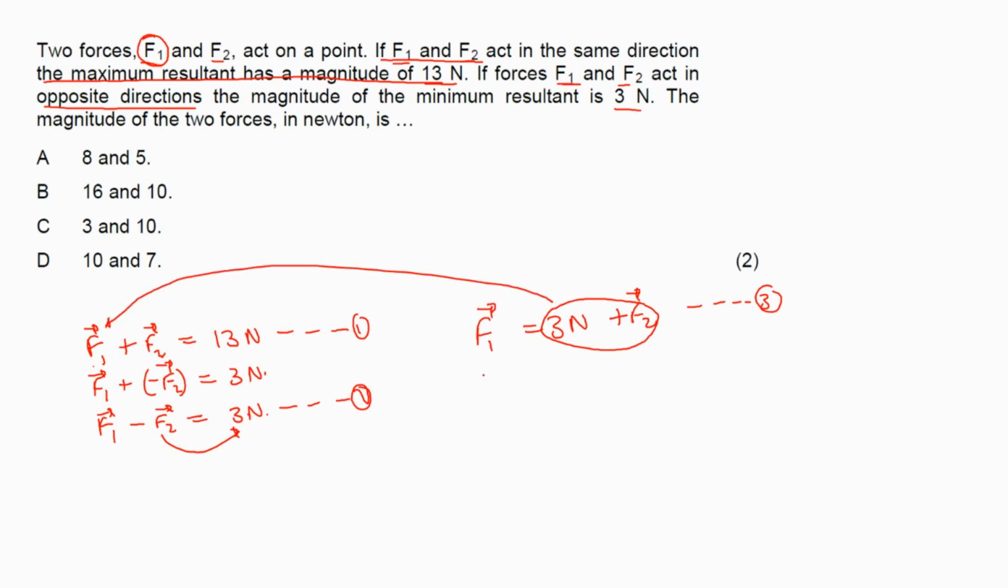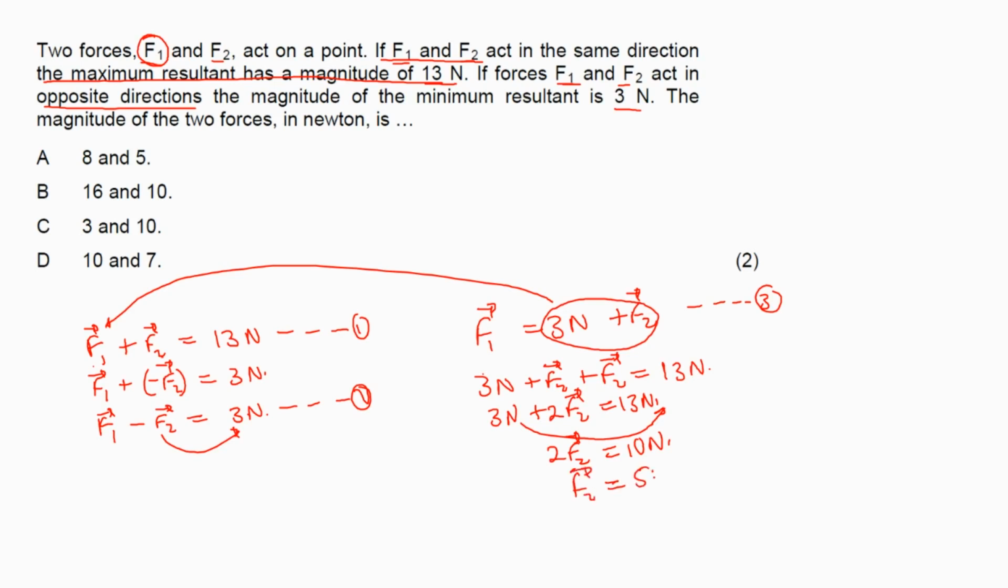So we're saying that 3 newtons plus force 2, F2 plus F2 is equal to 13 newtons. And then 3 newtons plus 2 F2 is equal to 13 newtons. Then we can transpose this on this side. 2 times force 2 is equal to 10 newtons. Then divide by 2 on both sides of the equation. Force 2 will be 5 newtons.